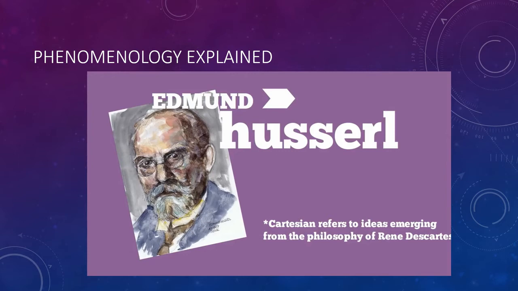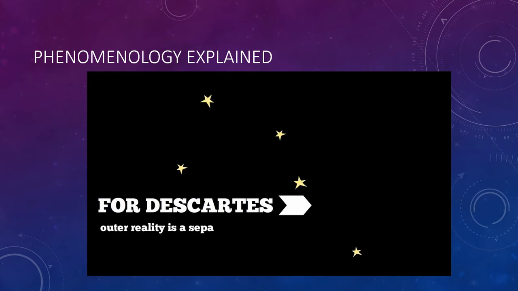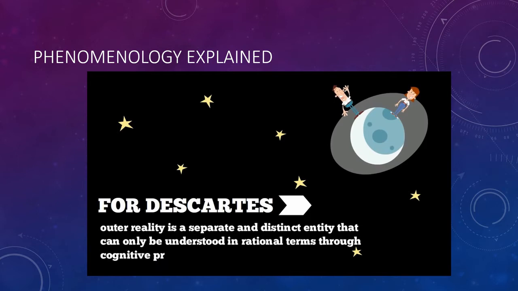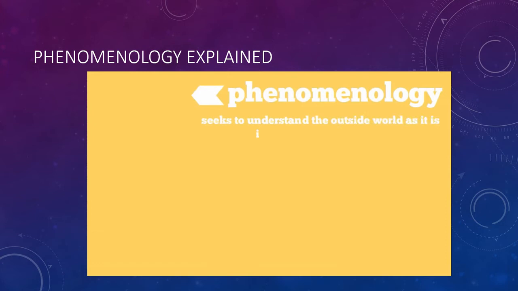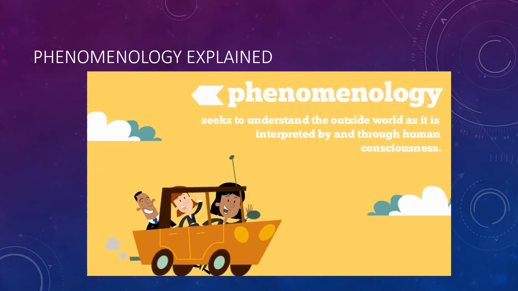Following the Cartesian principle, outer reality is a separate and distinct entity that can only be understood in rational terms through cognitive processes of deduction. Sense perception was thought to distort this process, and certainly emotions were considered a lower form of experience emanating from the recesses of the body. In contrast, phenomenology seeks to understand the outside world as it is interpreted by and through human consciousness.